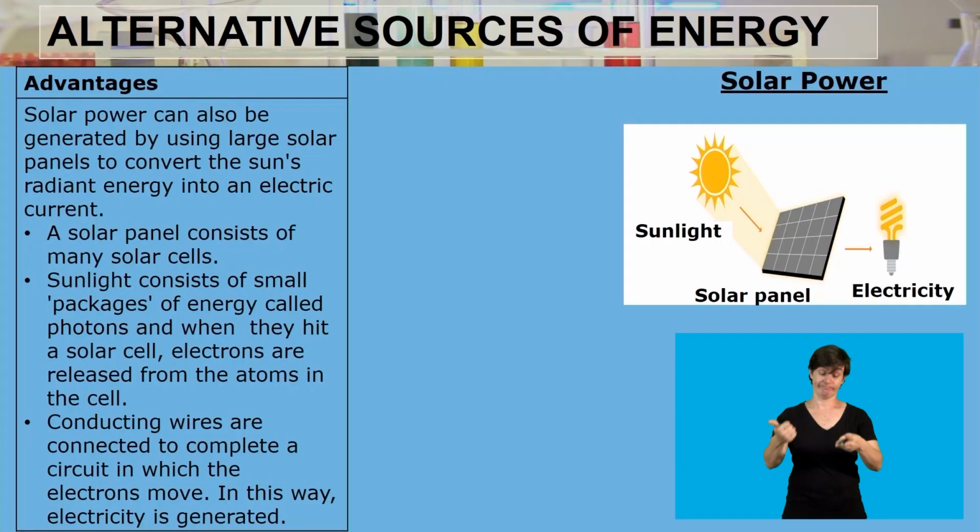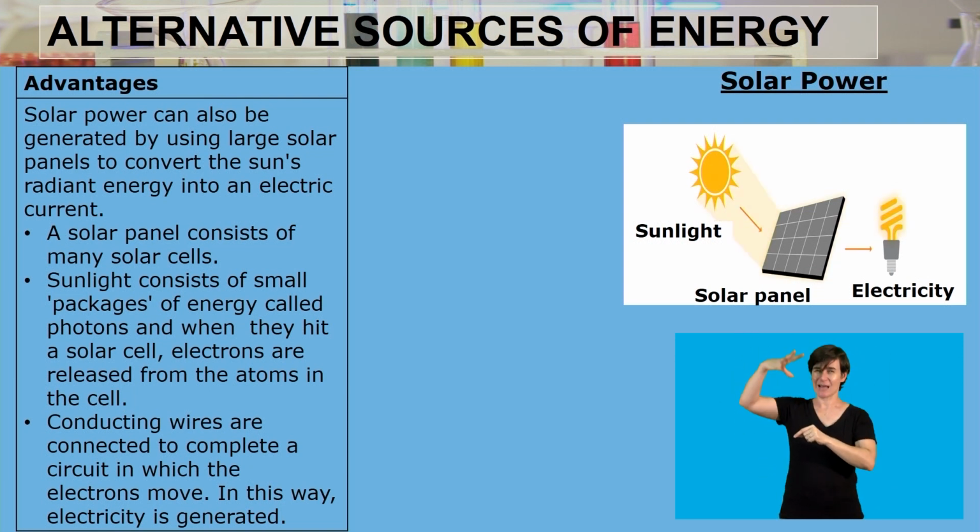Now, looking at solar, if we can't use wind, we also can't use water, probably then we can use the sun, which is our solar power. So what are the advantages of that? Solar power can be generated by using large solar panels to convert the sun's radiant energy into an electrical current. A solar panel consists of many solar cells.